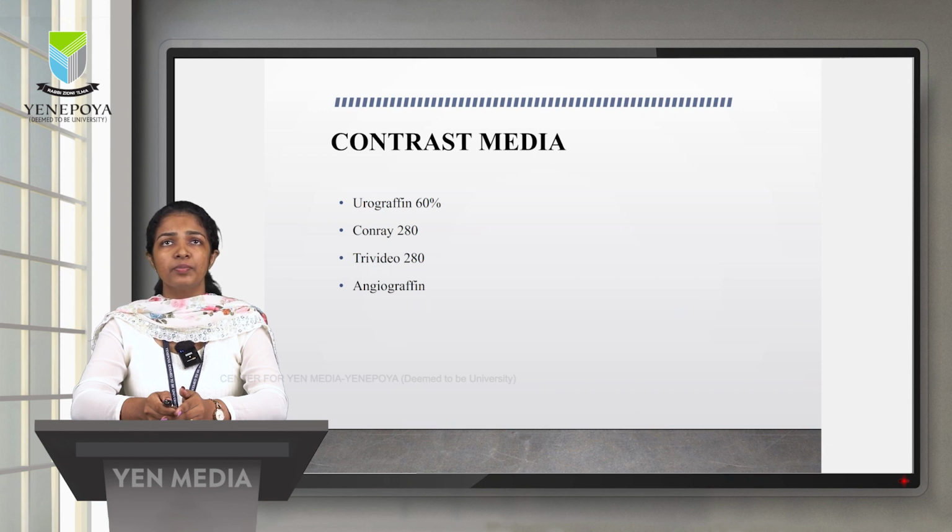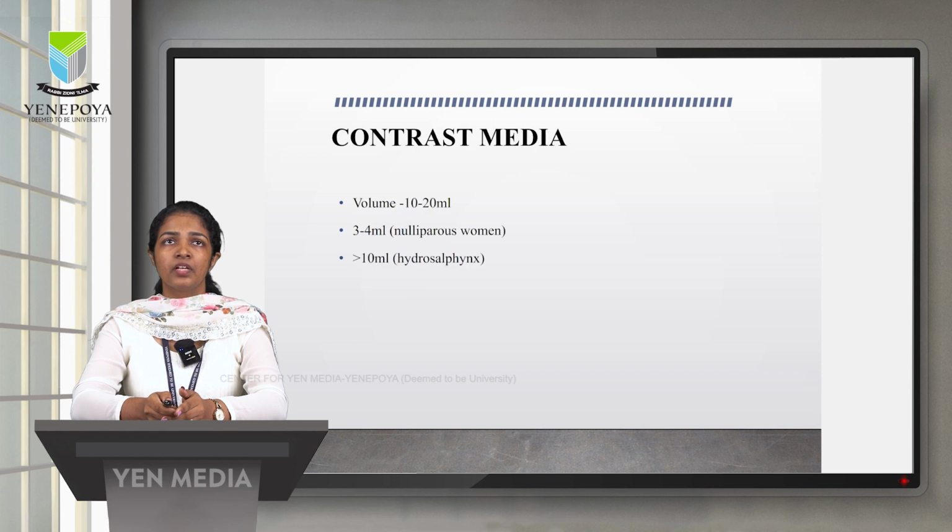Coming to the contrast media. The following are the 4 contrast media which can be used for HSG procedures: Urografin 60%, Conray 280, Triovist 280, and Angiografin. The volume of contrast media which can be used is around 10 to 20 ml.